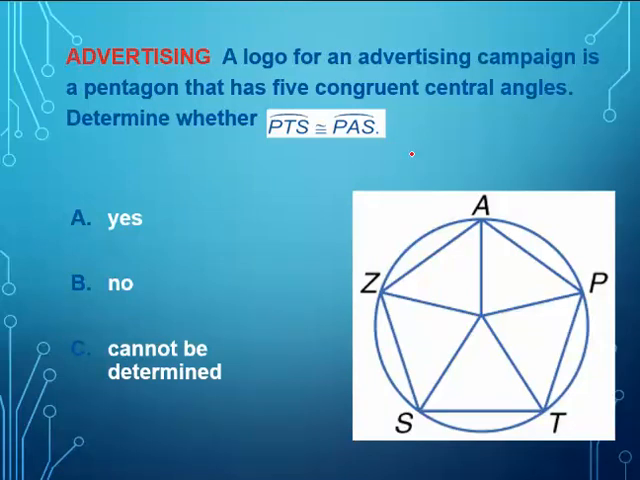A logo for an advertising campaign is a pentagon. Penta meaning 5. You've got to know these prefixes. So it has 5 congruent central angles. Determine if arc PTS, this big arc here, is congruent to PAS.